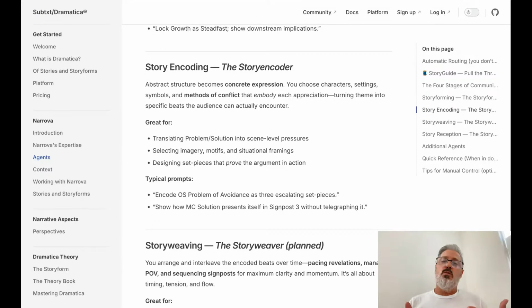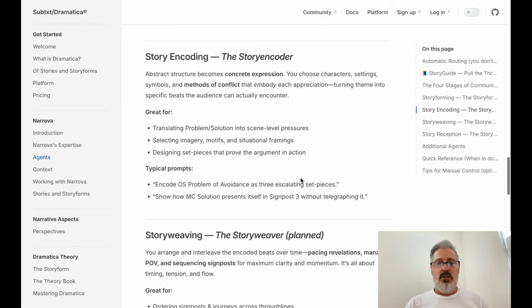And it's also a place where if you have a bit of storytelling, it'll be able to align it with the underlying story form. So you can write a whole bunch of stuff for a particular scene, and then it can help pull that back towards the story form itself. So that's the story encoding one.